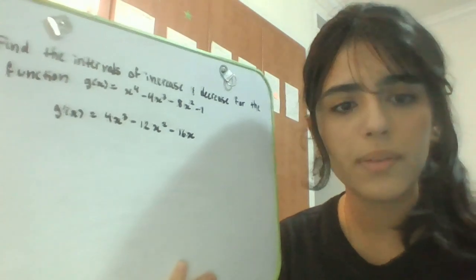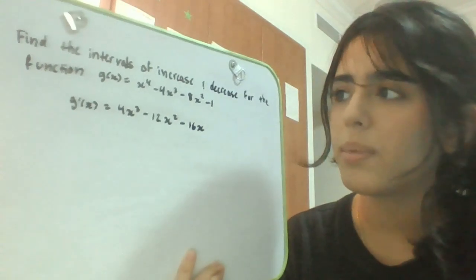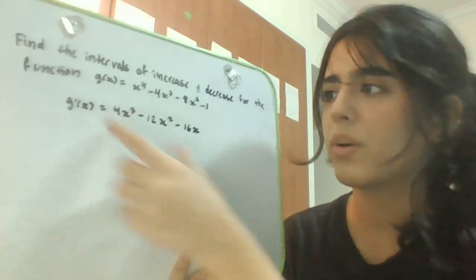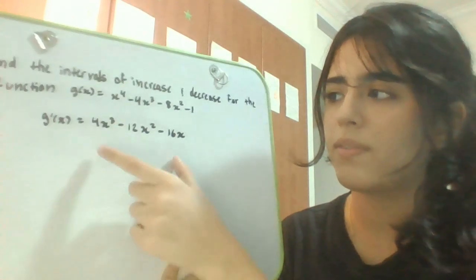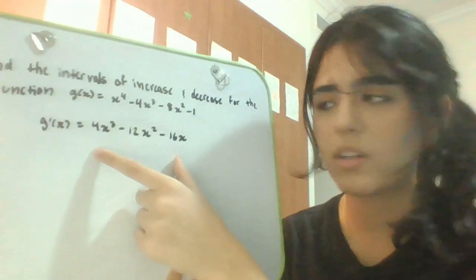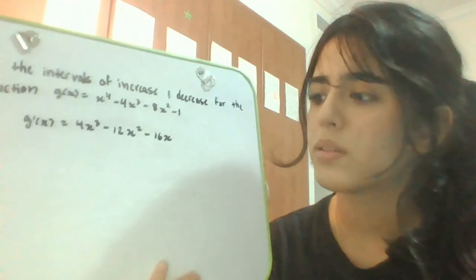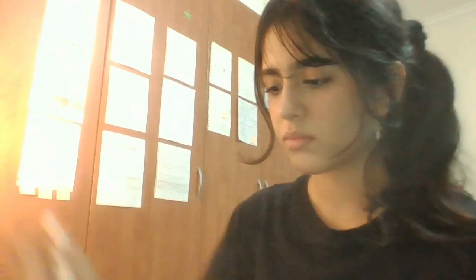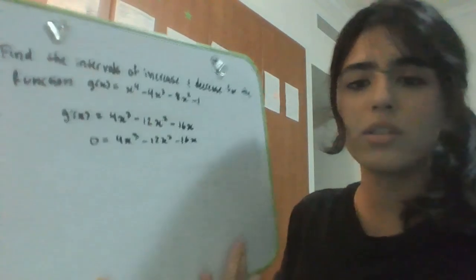Okay, now that we have the derivative, we're going to find the critical numbers. I made a separate video on finding critical numbers, but what you're going to do is make this equation equal to 0 and then factor this so that you can find the critical numbers. Okay, so I will write it out first. Okay, I set this equal to 0, okay?